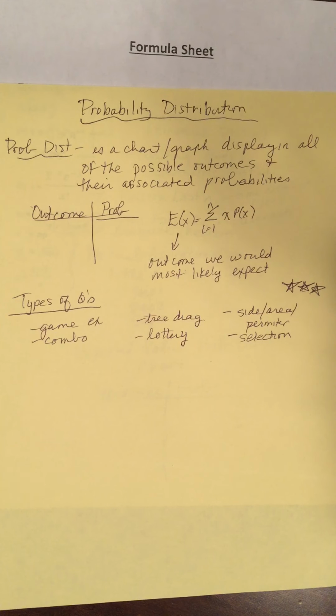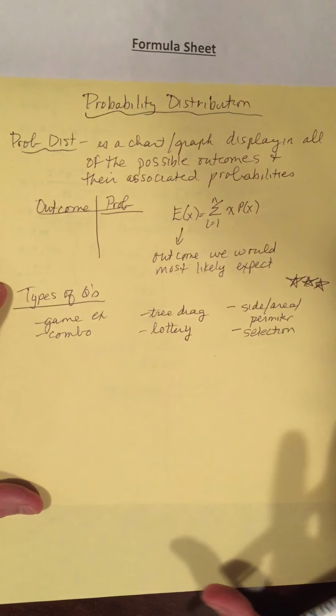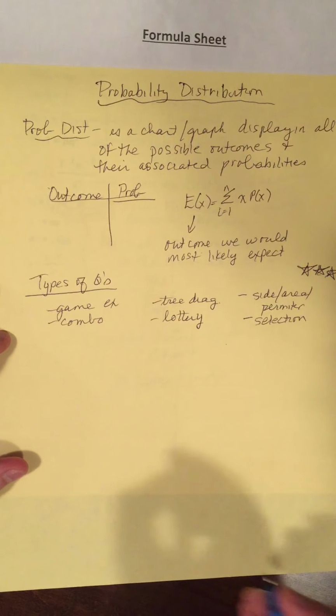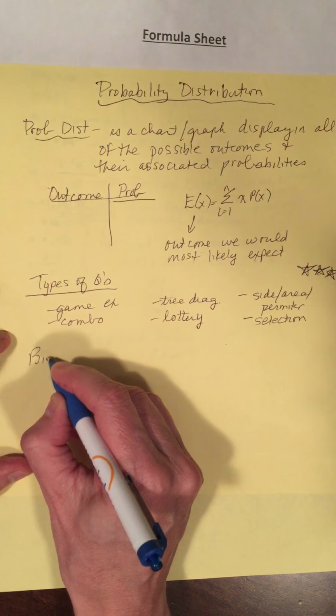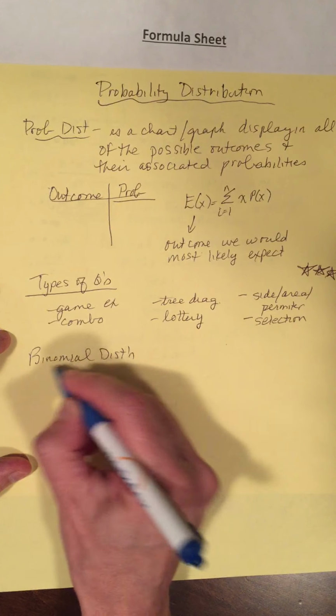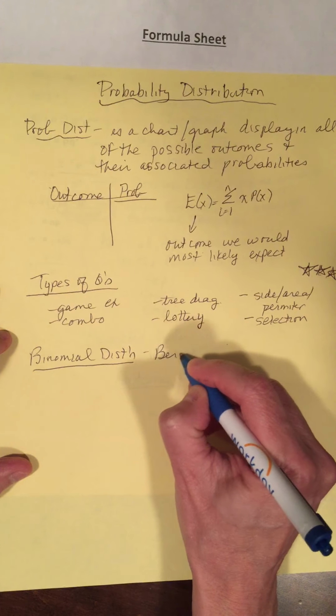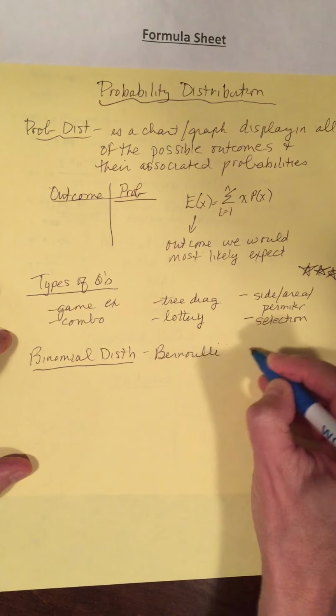Okay, now the second major concept, after we spent a couple days on this, you had a nice assignment, is the concept of a binomial distribution. And a binomial distribution is also called a Bernoulli trial.